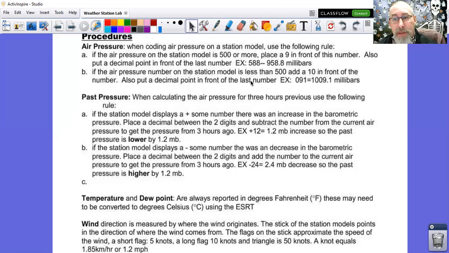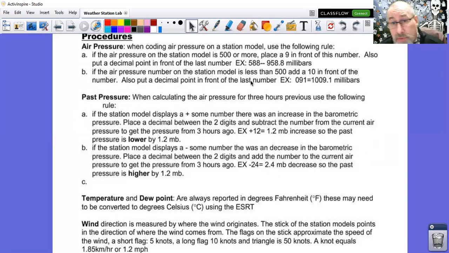Now, if the number is less than 500, we're going to put a 10 in front of that code. And again, the last digit is a tenths position. So for example, if we see 091 as the code for air pressure, we're going to put a 10 in front of that number. So we have 1009 and the last number is tenths position. So 091 translates to 1009.1 millibars, which is a high pressure.